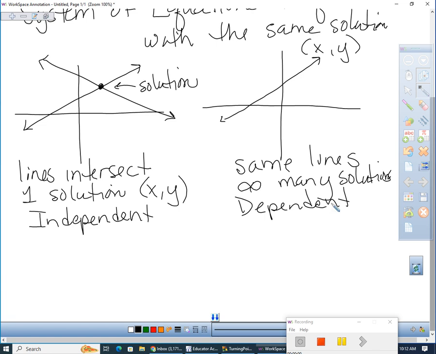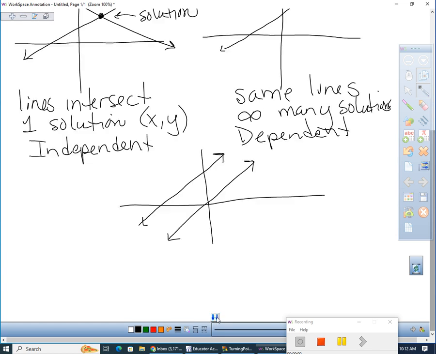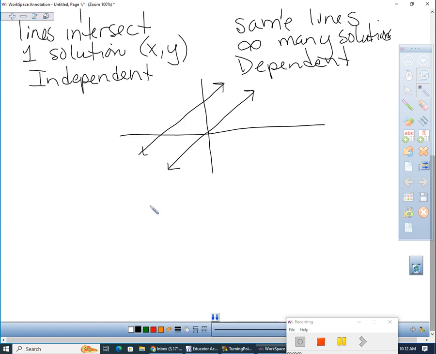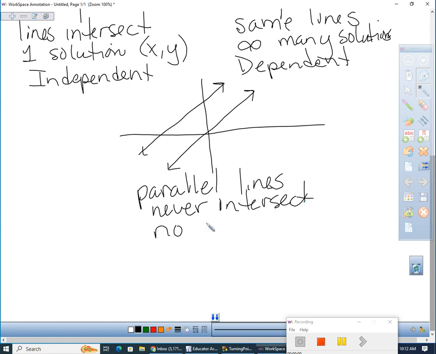We have one more type of system we're going to talk about today. Let me make sure everybody's got that down before I move it at all. The third type of system is if the two lines never intersect. That is no solution. Very good. So these are parallel lines. They never intersect. And there is no solution. And we call this type of system inconsistent.